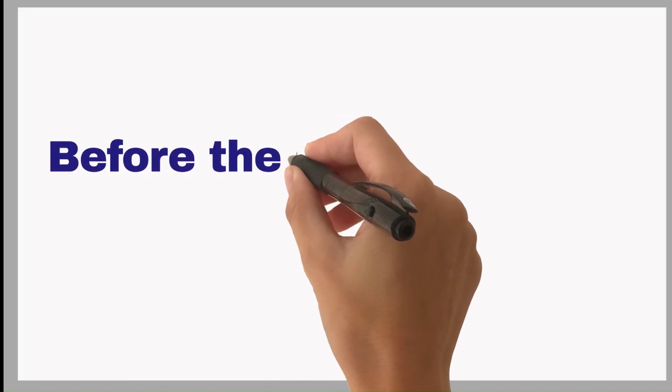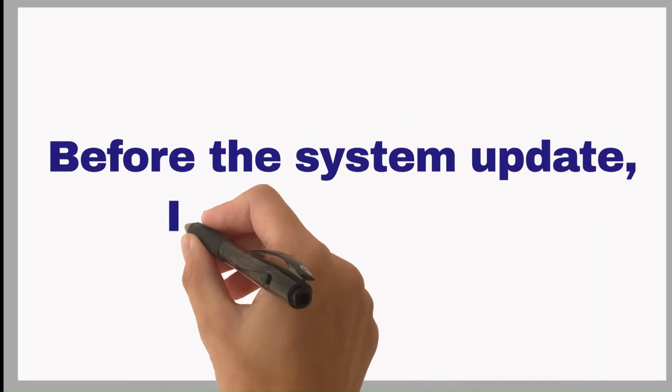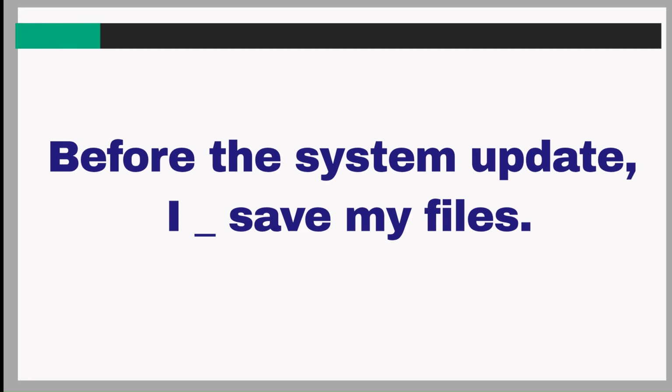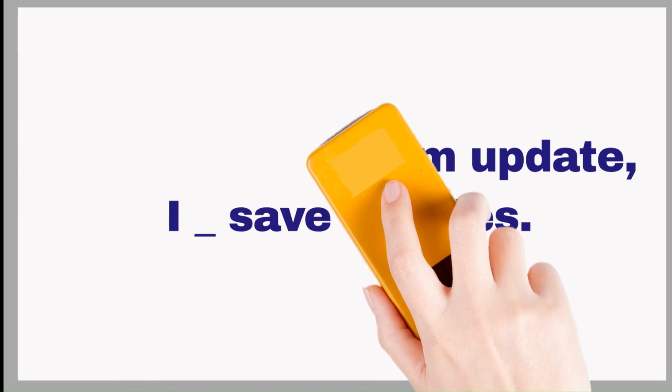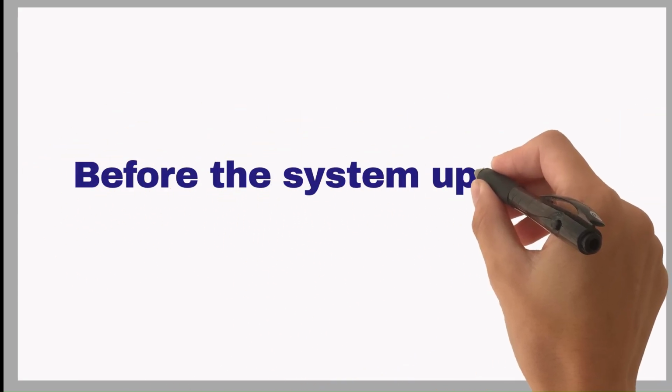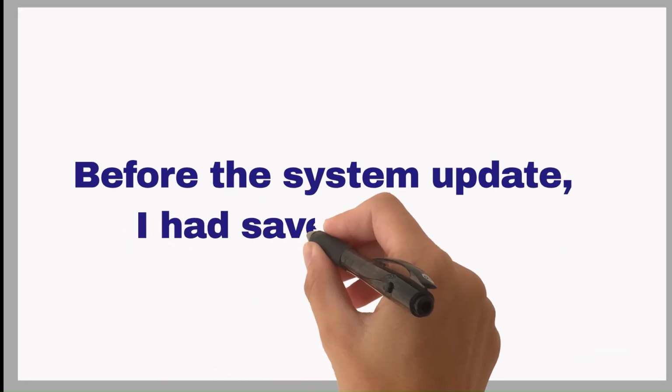Here's our first sentence. Before the system update, I save my files. Is that correct? Or does it need changing? I'll give you a little time to decide. No, that definitely needs correcting. Your answer should be, before the system update, I had saved my files.